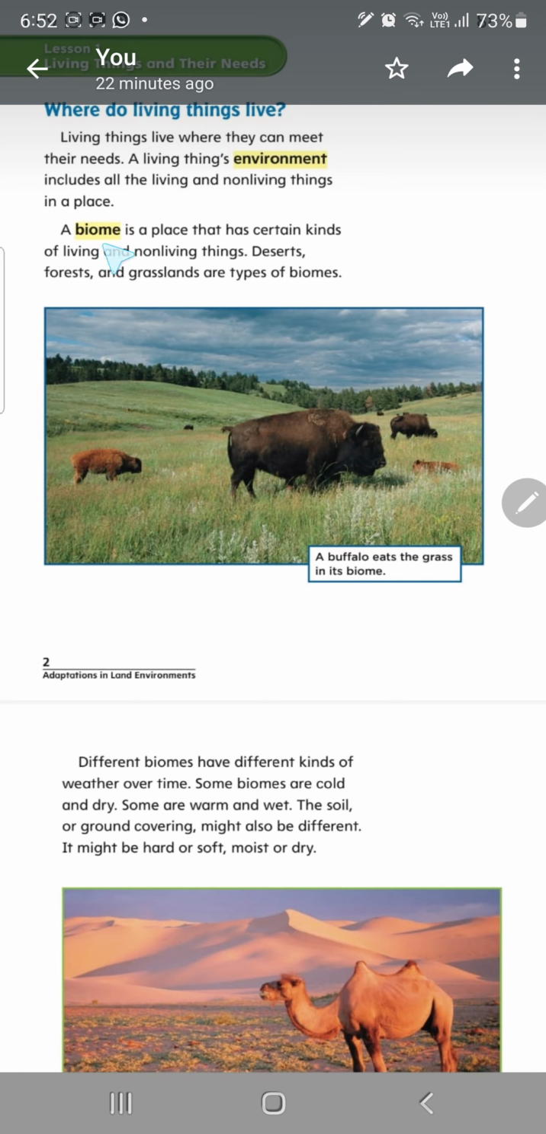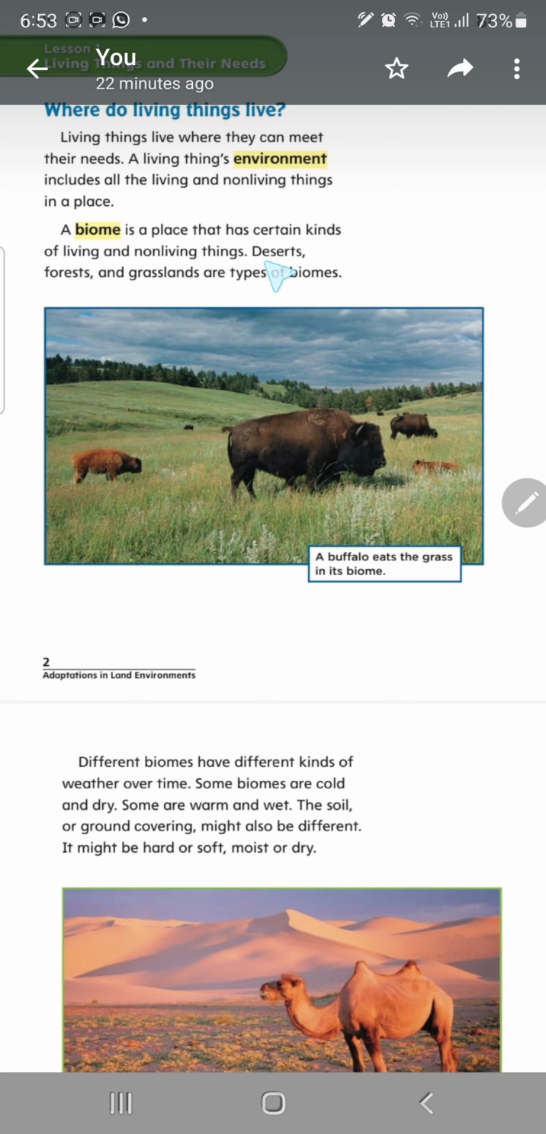Let's start with a biome. What does it mean, a biome? A biome is a place that has certain kinds of living things and non-living things. The same kinds. Like deserts is a biome. Forest is another biome. Grasslands are types of biomes. So, if we want to divide biomes: desert biome, forest biome, grassland biome, and more, of course.